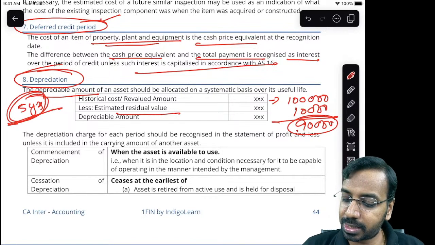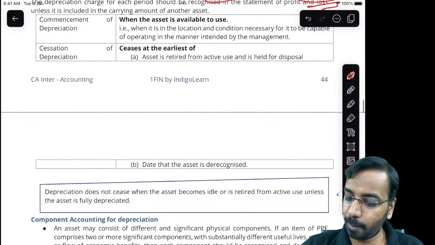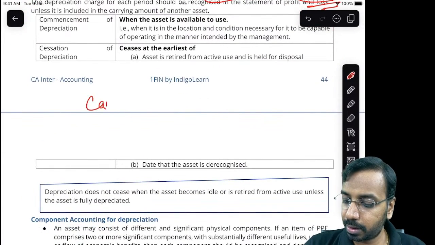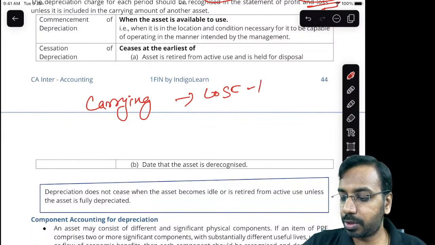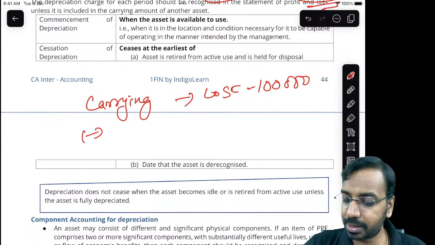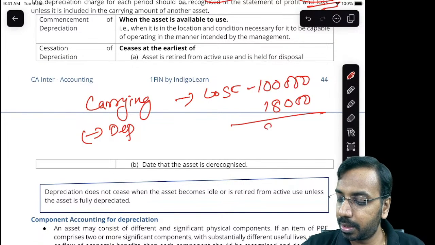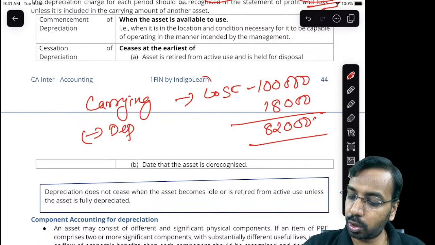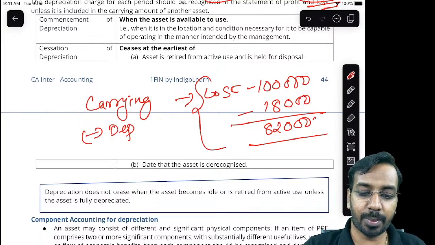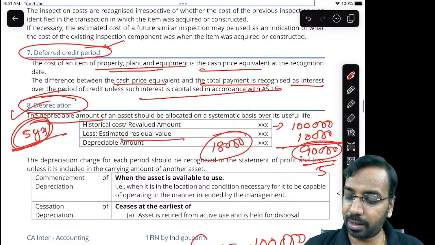Different methods: straight line method, WDV method. So 90,000 divided by 5 gives 18,000, this is the straight line method. Then the carrying amount will be your cost, which is 1 lakh, minus depreciation, which is 18,000. You get 82,000. This is called the carrying amount. Carrying amount is cost minus depreciation, and of course minus impairment loss, that is not tested as a part of your group 1 syllabus.